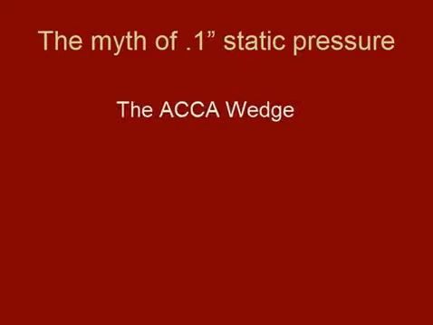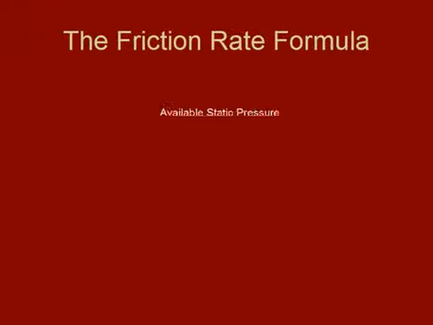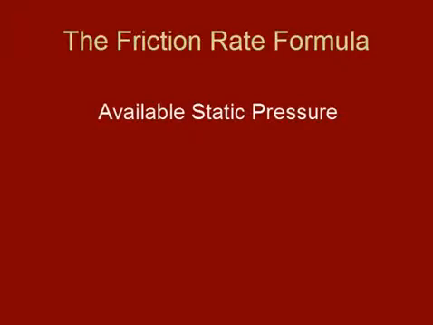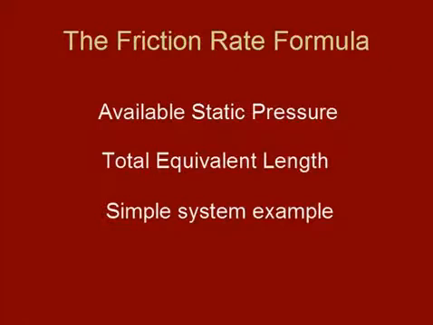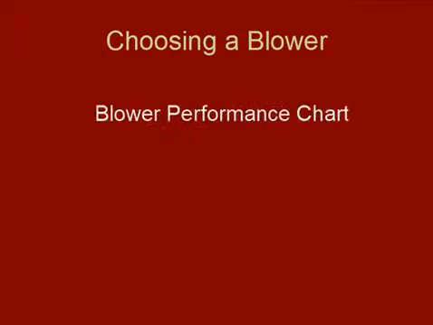We're going to talk about the ACA wedge, because I think that was one of the sources of the misunderstanding we have with 0.1. Air duct calculators in general. I'm sure I'm going to tell you something today about air duct calculators you probably don't know. Friction rate formula. Available static pressure is involved with the friction rate formula. Total equivalent length. You'll have an explanation for all these terms. Simple system example. We're going to give you an example of a system that's already done and show you how it was developed. Choosing a blower, which is what we're getting to today, the highlight of today.